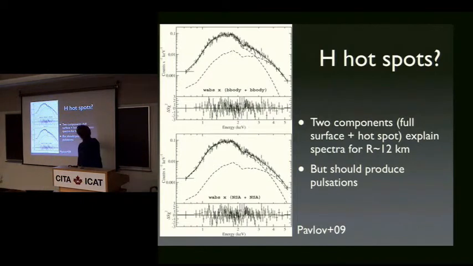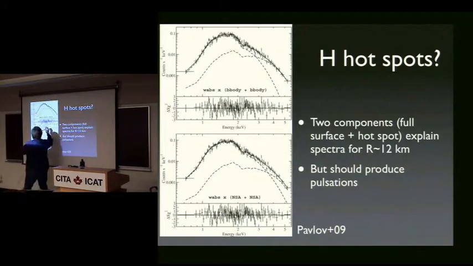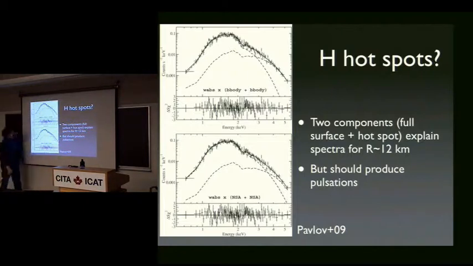And then this is the Pavlov and Luminous modeling for if you have a hydrogen hotspot. This is their blackbody effect, and here is your hydrogen atmosphere effect. So you can see the hydrogen atmosphere gives you a slightly broader and harder component than the blackbody does, but they still needed the second component to get the highest energy stack.